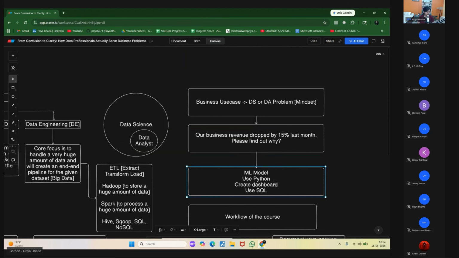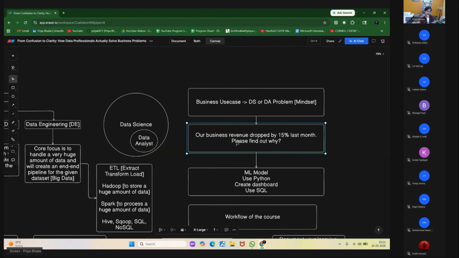But none of these answers actually solves the problem. I'm not asking you about SQL. I'm not asking you about Python programming. I'm not asking you to create an ML model. I'm not asking you to create dashboards for me. What I have asked, what was my main problem? Why did my company's revenue drop?